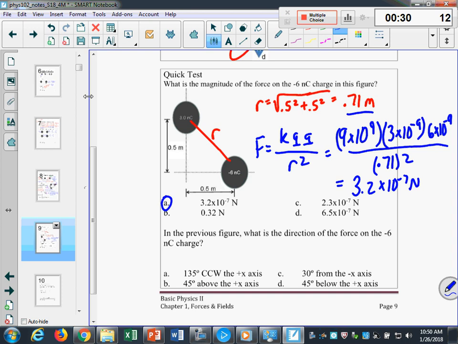Mackenzie. Oh yeah, so the 9 times 10 to the 9th, that's K. That's our Coulomb's constant. Okay. 3 times 10 to the minus 9, that's this charge, 3 nanocoulombs. And then the 6 is this charge, 6 nanocoulombs. Notice that I didn't use the negative too, right? You don't use that in Coulomb's law.